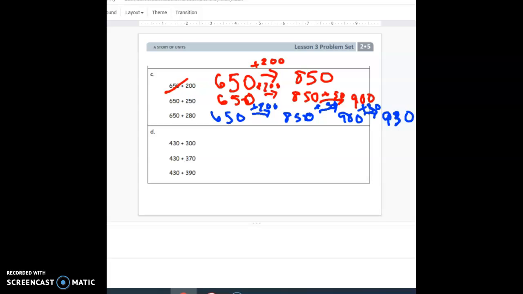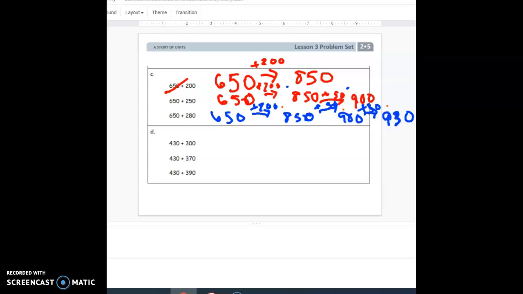Okay? So it seems like it starts off easy with just adding the arrow way with just 200. Then I added 200, and then I added 50 here. And for the last one, I added 250 and 30 to make 280.